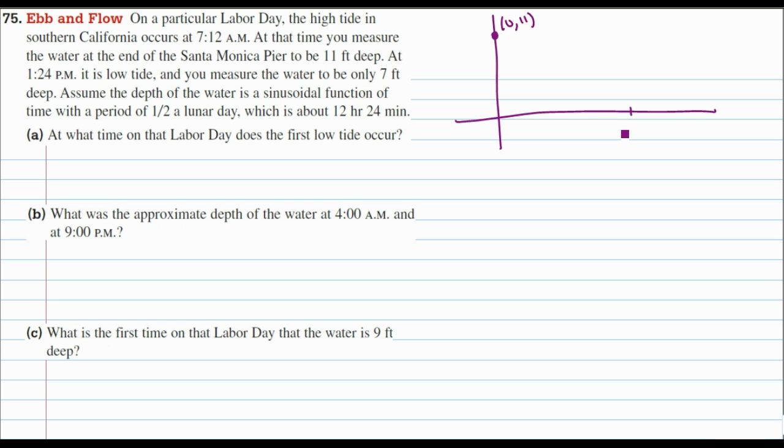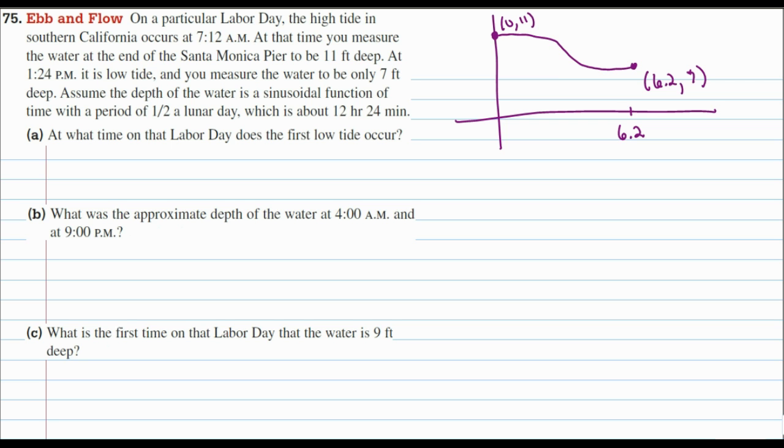Okay, so this is 1:24 p.m. So that would be, let's see, 6 hours and 12 minutes later. So this is going to be 6.2 hours later. We've got a low tide, and that's only 7 feet. So that's up here. So at time 6.2, 6 hours and 12 minutes later, we've got 7 feet deep. So this is high tide, and then this is low tide.